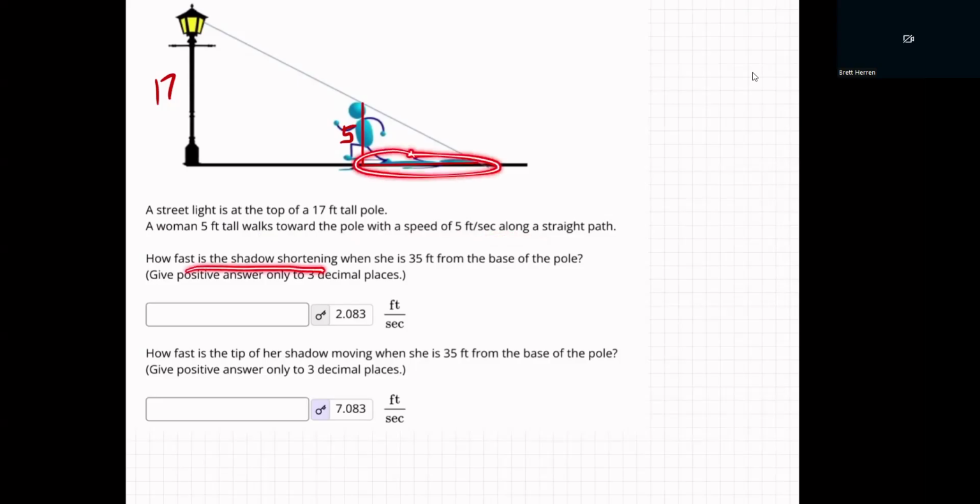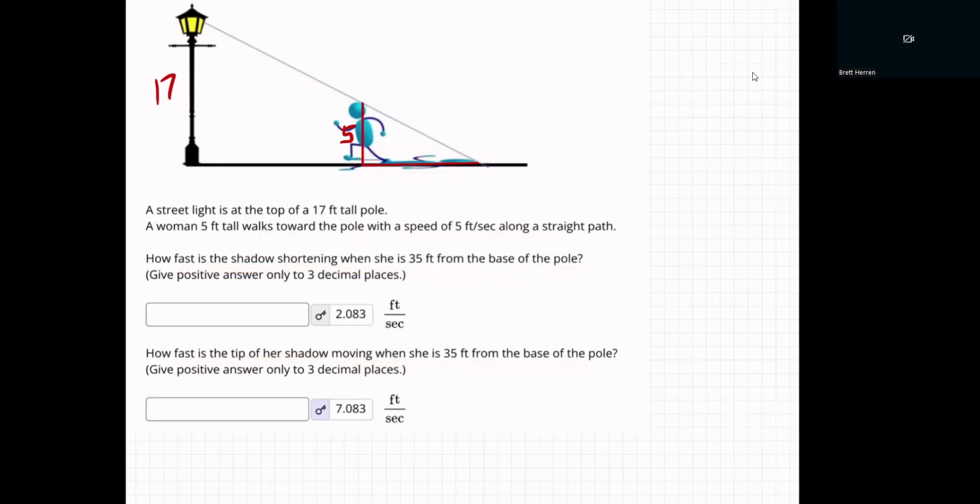It's a beautiful picture. I don't know who did this, but this is very good artwork. How fast is the shadow shortening when she's 35 feet from the base of the pole? And then how fast is the tip of the shadow moving on the ground? These are classic questions. I just think it's an interesting, fun problem. I don't know if you're feeling the fun, but I like these kinds. I think it's just cool.